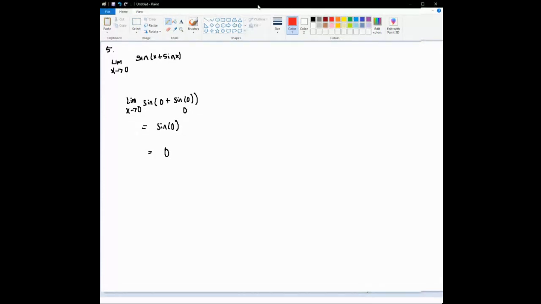So we're trying to find the limit of sine x plus sine x as x approaches 0. So I just plugged in 0. So when you plug in 0, sine 0 is 0, plus sine 0, which is also 0, so the limit is basically 0. Yeah, that's it. 0 is in the domain of the sine function, so you can just plug in 0 into the function. Okay, that's it. Thank you, Jason.